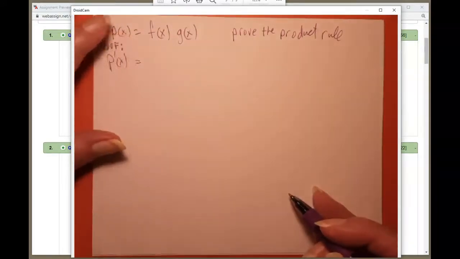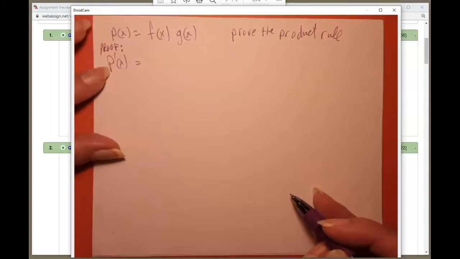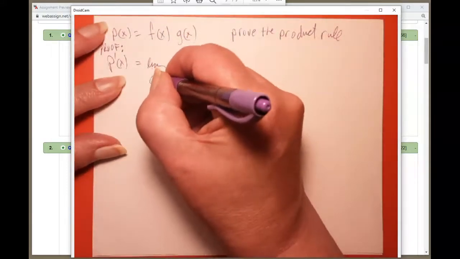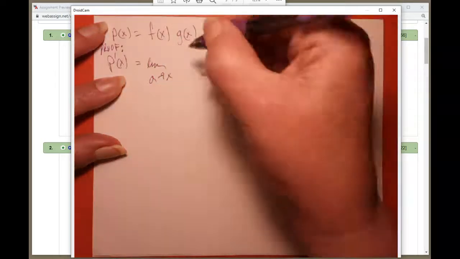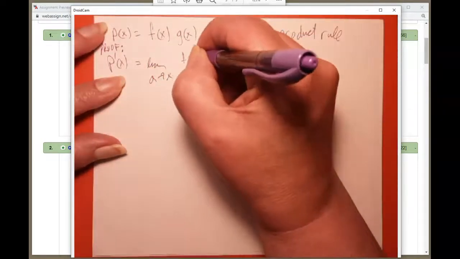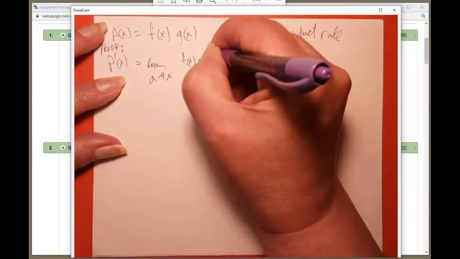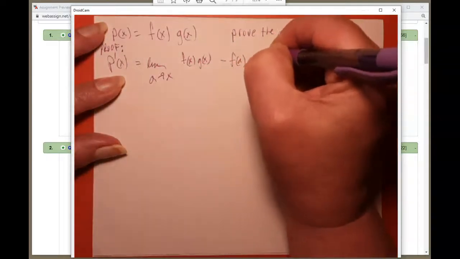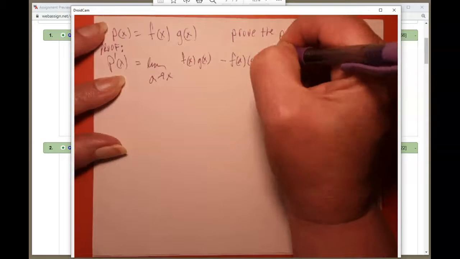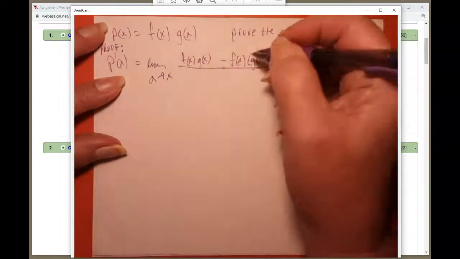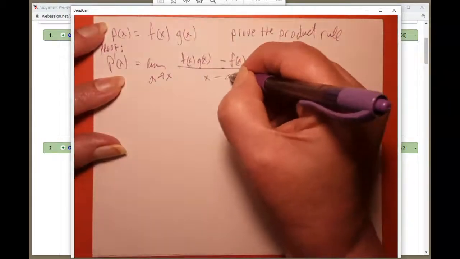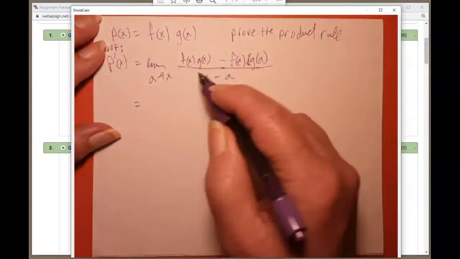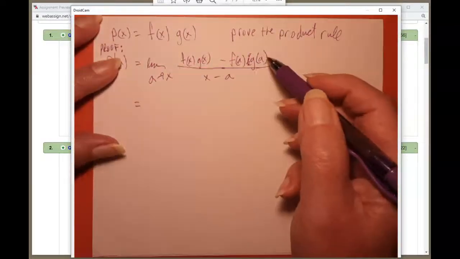So p of x is equal to f of x times g of x. P prime of x, using the limit definition of the derivative, is the limit as a goes to x of f of x, g of x, minus f of a, g of a, all over x minus a. So what I have is products of each that I end up putting in here.